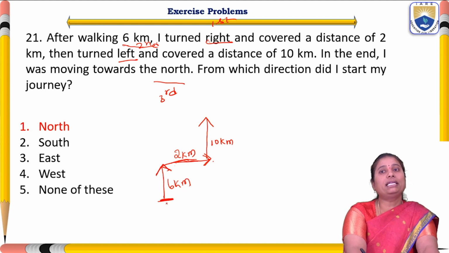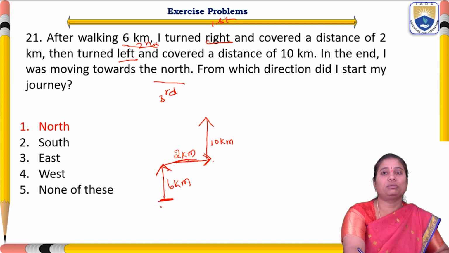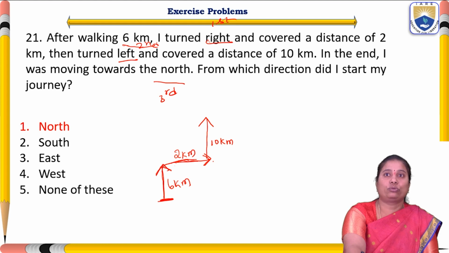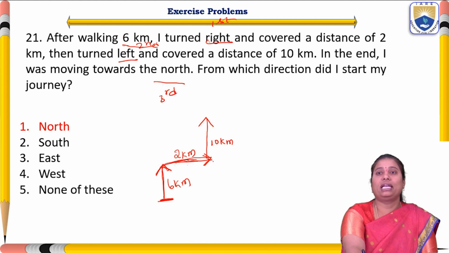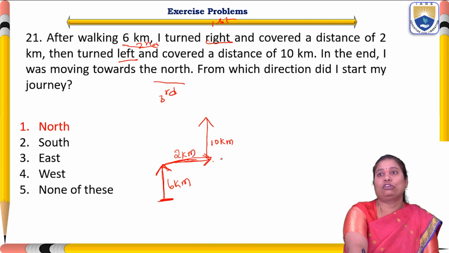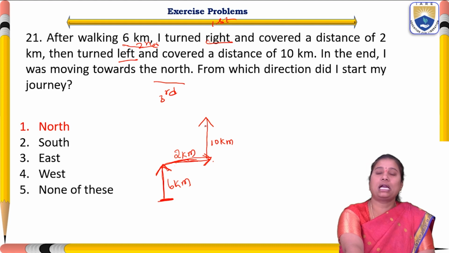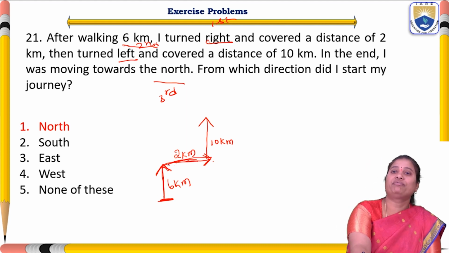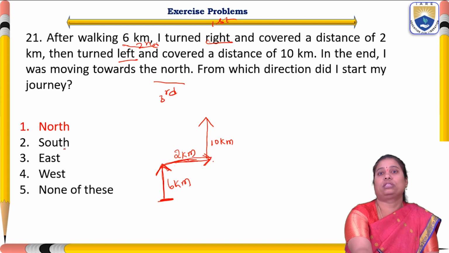So again, first direction after walking 6 kilometers means, as per the answer, first he has moved 6 kilometers towards the north. I turned right means he goes to the east and covered 2 kilometers, and then turns to the left means from the east, left means he goes to the north and covered 10 kilometers. In the end, I was moving towards the north. From which direction did I start my journey? Initially he was in the north direction.